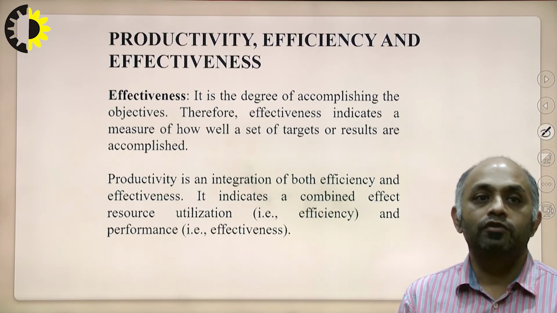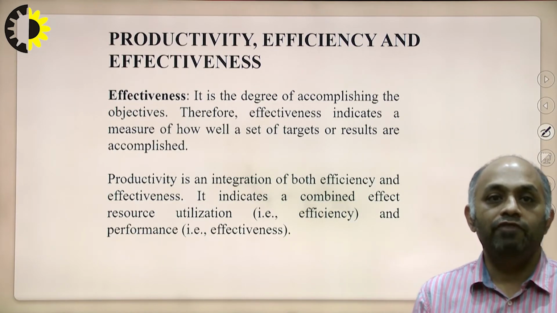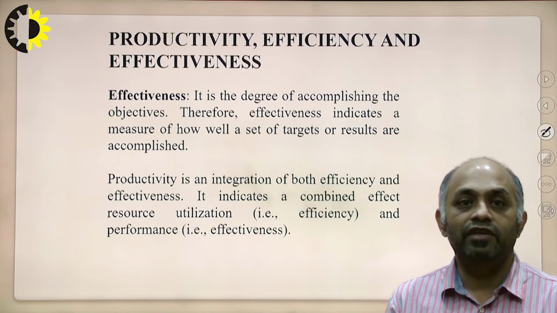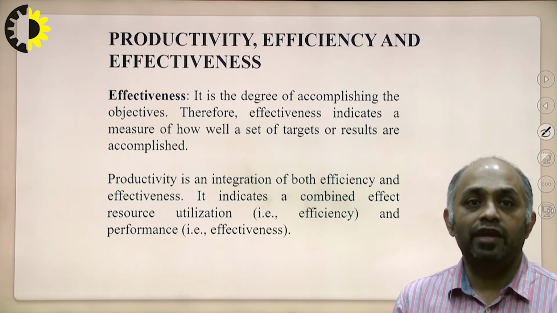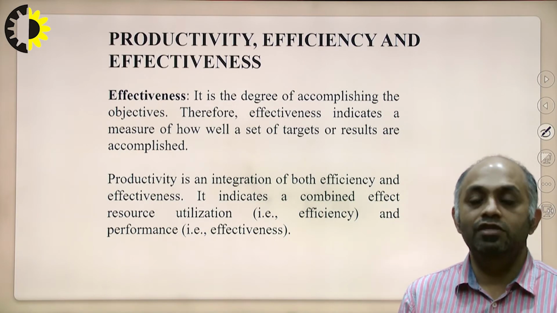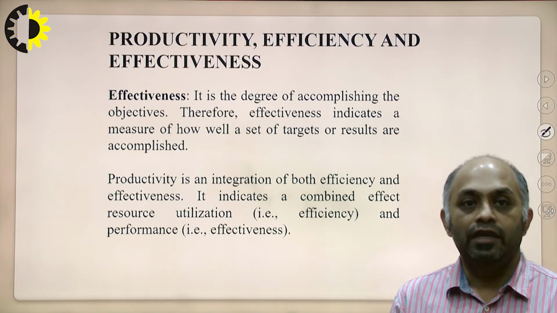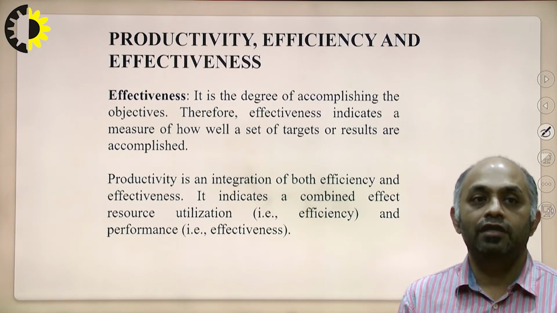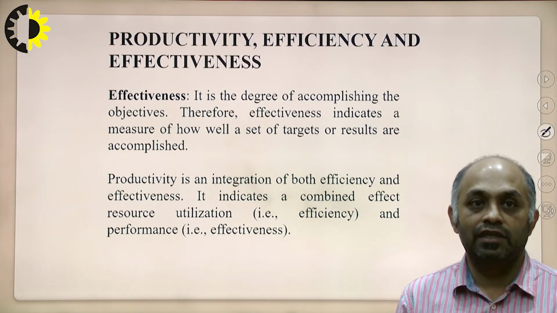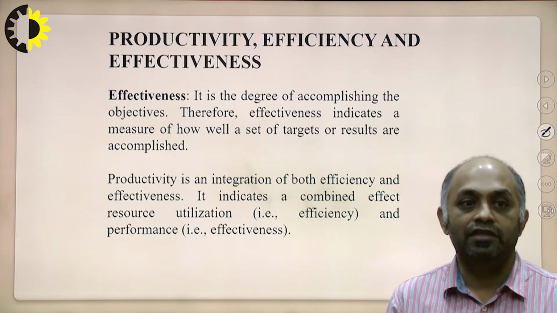And then we come to effectiveness. It is the degree of accomplishing the objective. Therefore, effectiveness indicates a measure of how well a set of targets or results are accomplished. So we'll see in detail, with a diagram also, how efficiency and effectiveness are related, right?